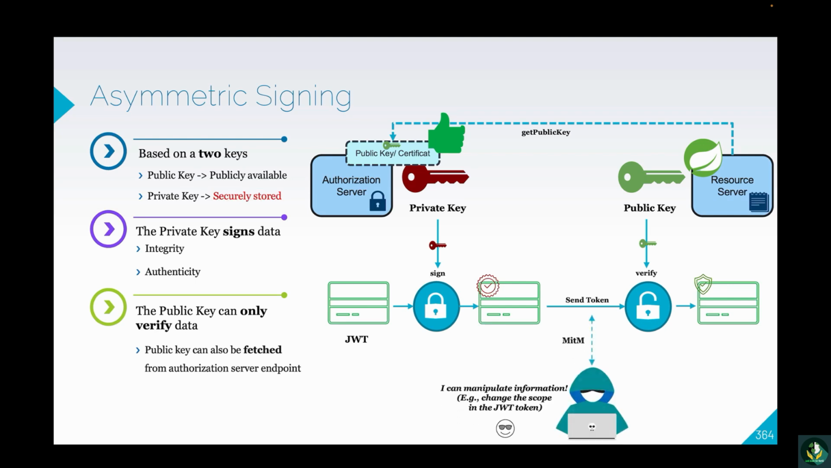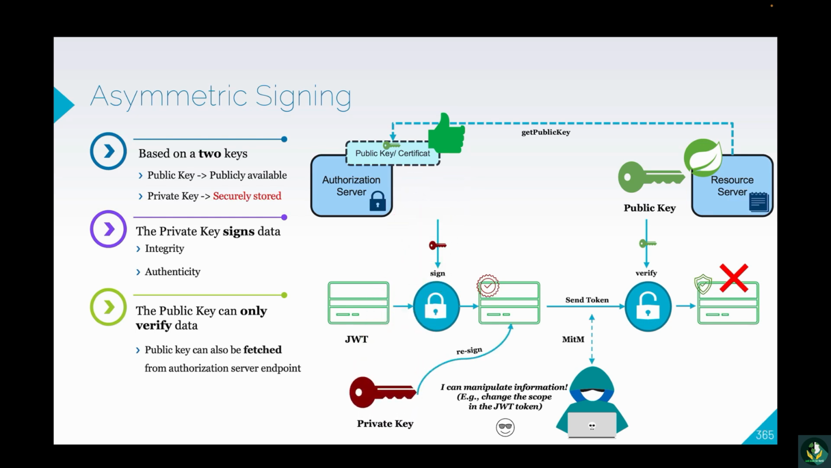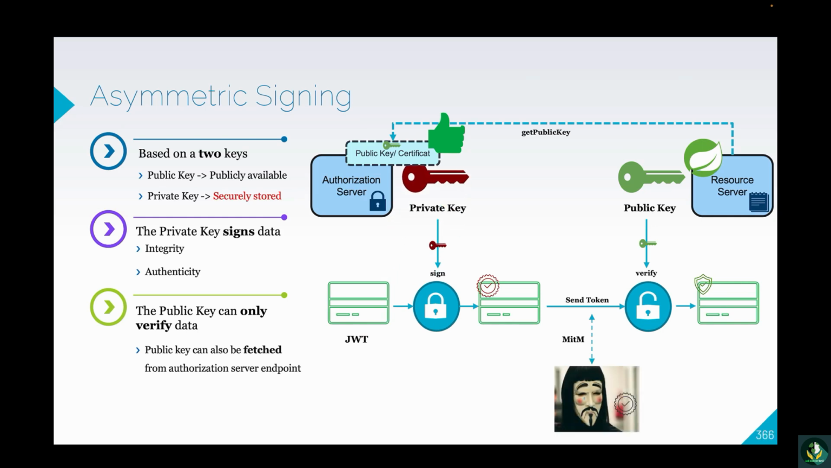Now, the evil guy, the man-in-the-middle attacker, tries again to manipulate the information in the JWT token. For example, changing the scope from orders read to orders write. The verification fails again because the information no longer matches the original signature. The evil guy would need to re-sign the token with a new signature that aligns with the altered information. But he doesn't have Bob's private key. Even if he has the public key, he can only verify messages but not sign them.